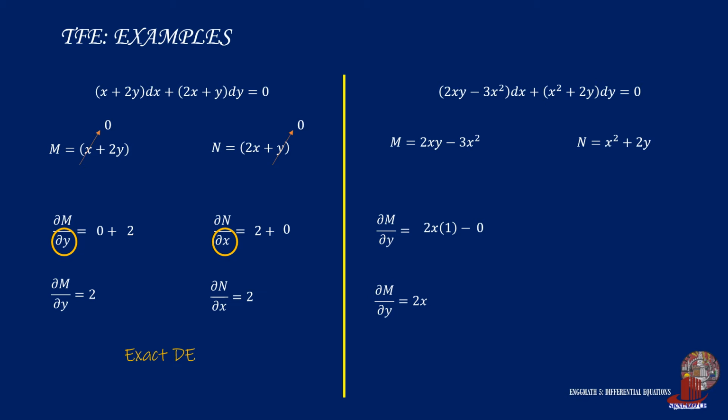Now the second term is denoted as N. Its partial derivative with respect to x is taken where the first term, x squared, gives 2x, and the second term, 2y, will be considered a constant, so its derivative is 0. So the simplified partial derivative of N with respect to x is also 2x, being the same as that of the partial derivative of M with respect to y. So the differential equation is also an exact DE.